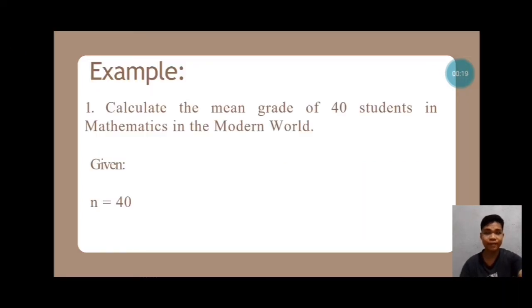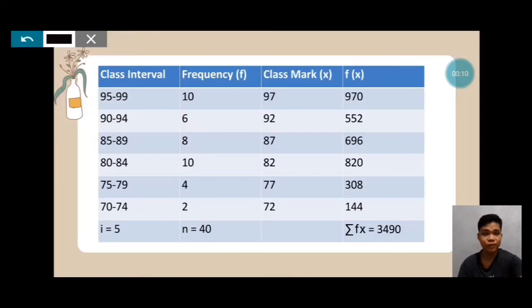To fully understand this concept, I will give you an example. In our example, calculate the mean grade of 40 students in mathematics in the modern world. To compute the mean grade, the first step that we're going to do is to find the given information. In our problem, the number of data is 40. As you can see, our data were grouped in a frequency distribution table.